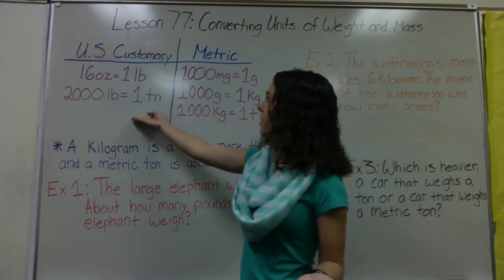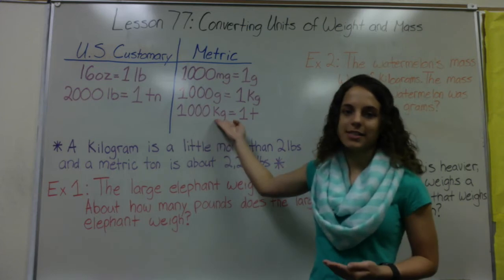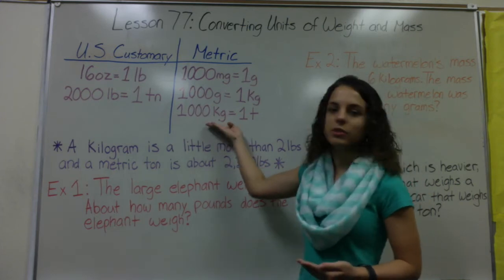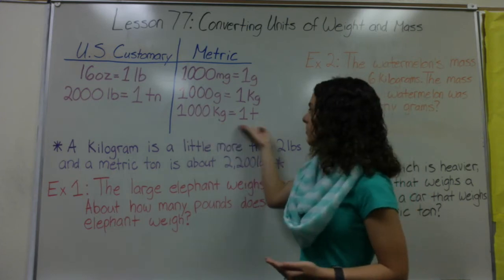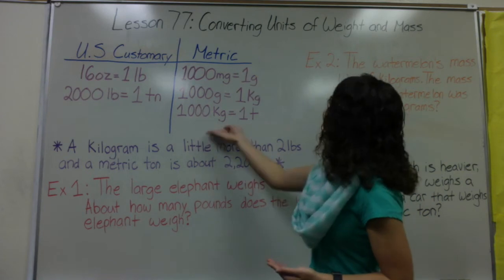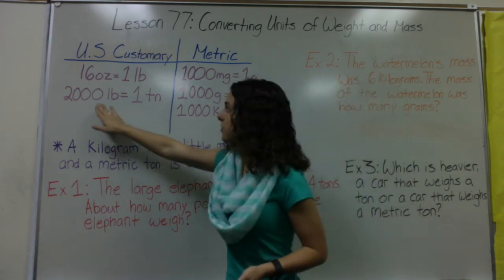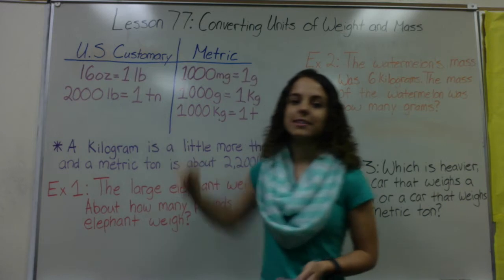The metric system you also tend to see on items that you would buy at the grocery store. You'll usually see both the U.S. customary system and the metric system because the majority of the world uses these units of weight and mass versus what we use for ounces, pounds, and tons.